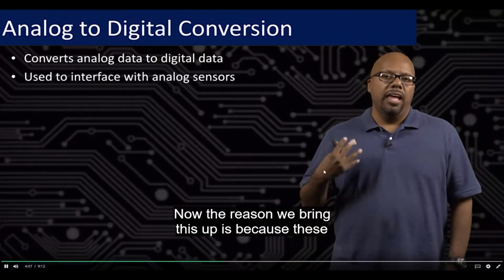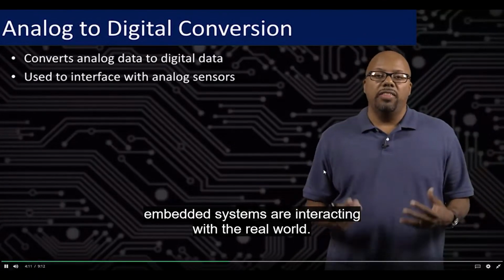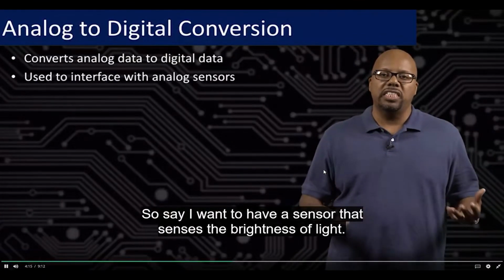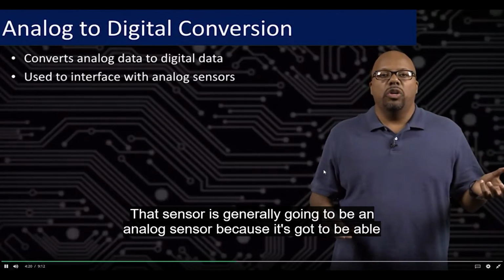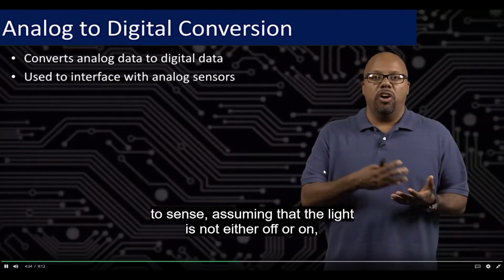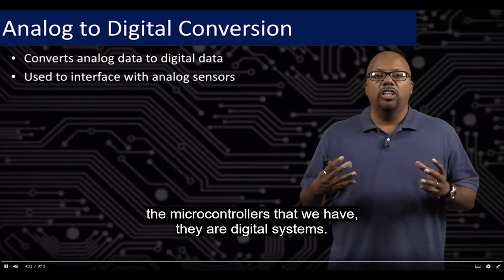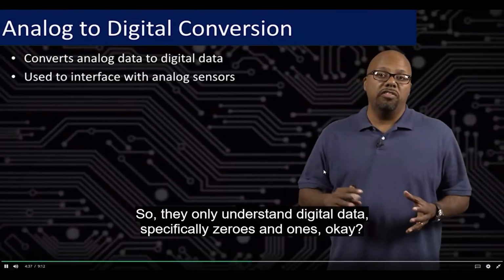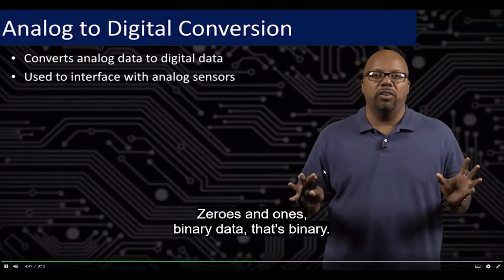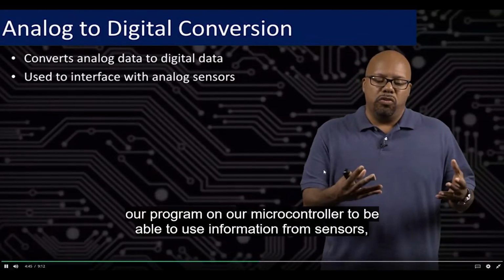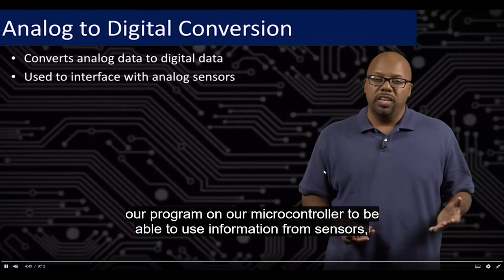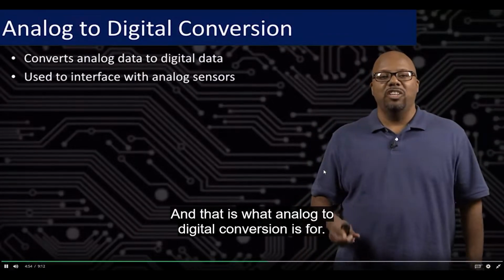Now, the reason we bring this up is because these embedded systems are interacting with the real world. And the real world, to our perceptions, is largely analog. So say I want to have a sensor that senses the brightness of light. That sensor is generally going to be an analog sensor because the light is not either off or on, it could be a little bright, a little dark. Now, the problem with this is that our systems, the microcontrollers that we have, are digital systems. So they only understand digital data, specifically zeros and ones. Binary data, 0 or 1. That's digital. So in order for our program on our microcontroller to be able to use information from sensors, that analog signal has to be converted to a digital value. And that is what analog to digital conversion is for.